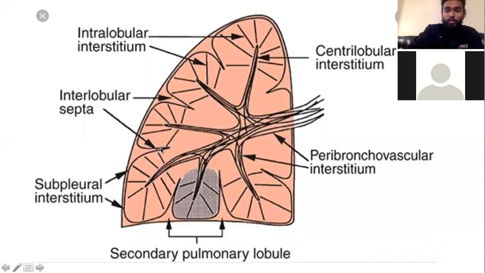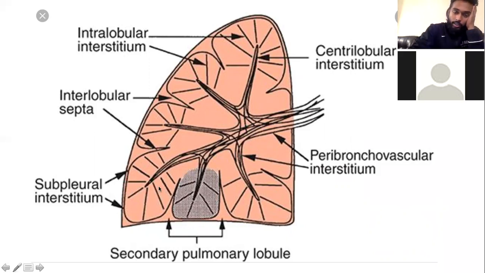That's why you get those curly B lines. These little lines are separating each interlobule, interstitium, and they're containing all this area of fluid. These are the things that are giving off those curly B lines. You get what I'm saying? Okay, got it.